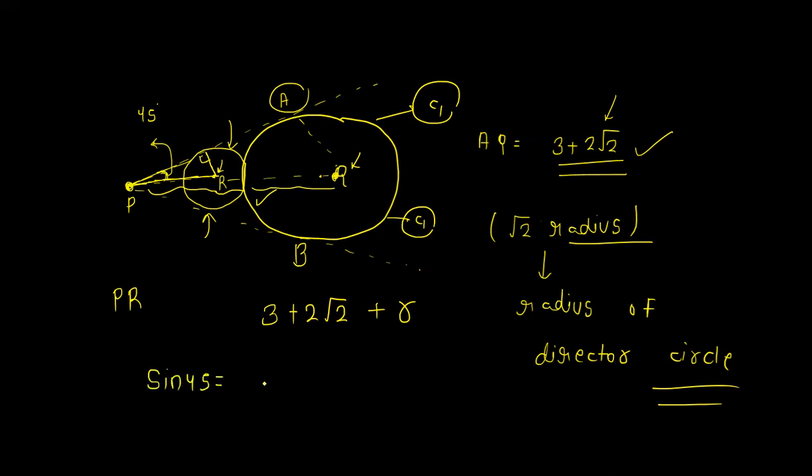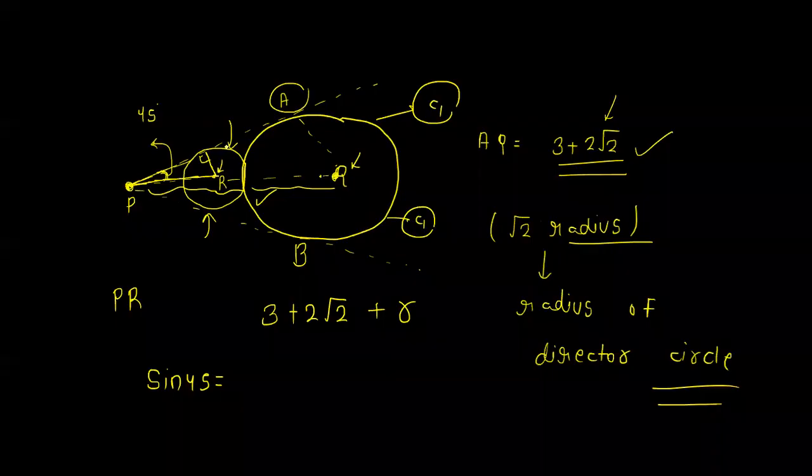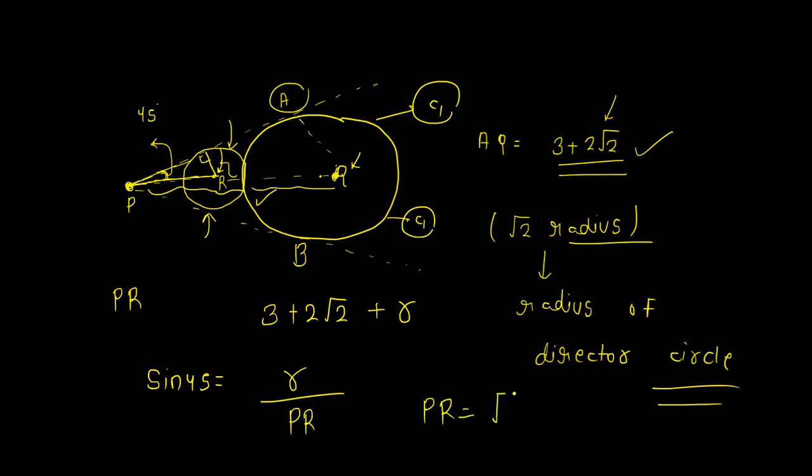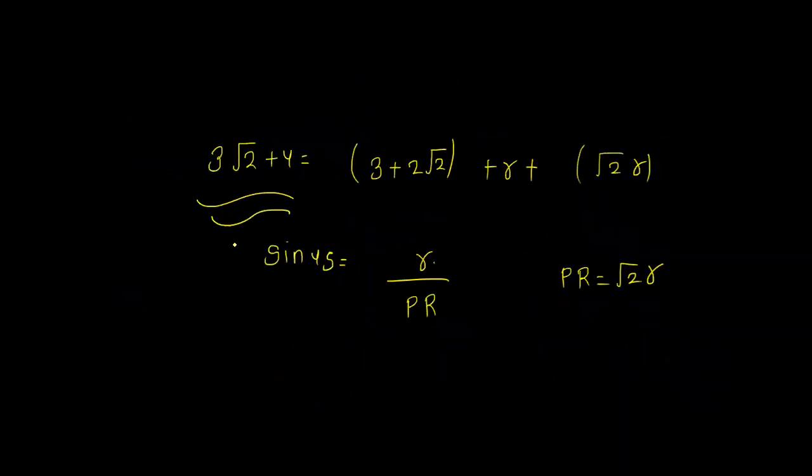is how much? This radius, which is R, over this distance PR. So we can see that PR is root 2 times R. So this whole thing is equal to the PQ distance, which we know is 3 root 2 plus 4. So we can write it in this way.